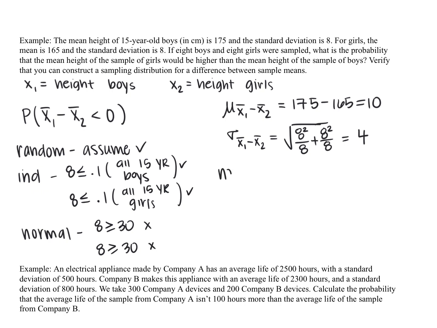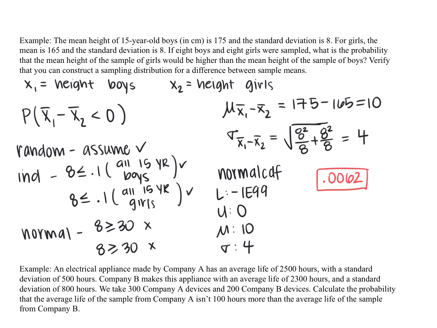So now we're going to do normal CDF. The lower bound is going to be negative 1E99. Our upper bound is going to be 0, mean of 10, standard deviation of 4. So we plug that in our calculator. We are going to get 0.0062.